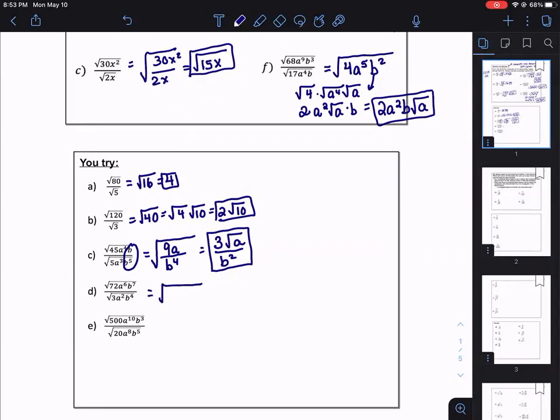With letter D, this one will not give us that situation. So 72 divided by 3 is 24. A to the 4, b to the 3rd. We're going to end up with 24 having a largest square of 4. A to the 4th is already a perfect square. B to the 3rd would be b to the 2nd and b. So we're going to get 2a squared b from this, this, and this, and under the radical 6b.